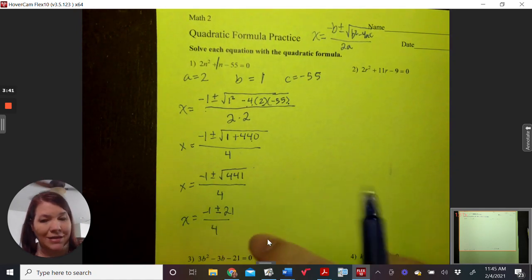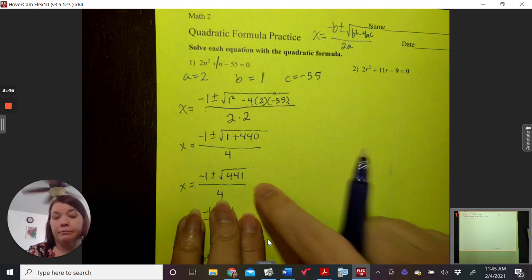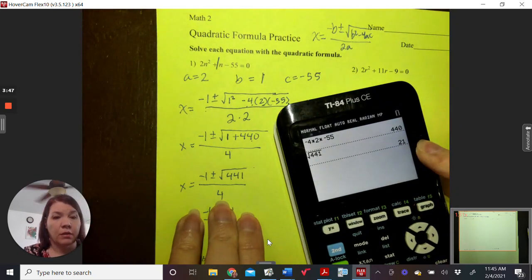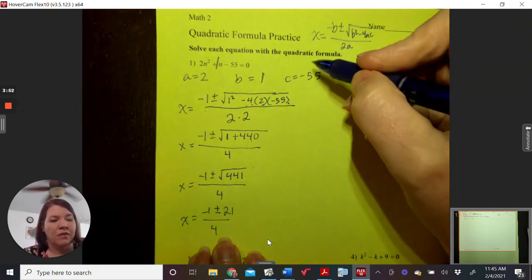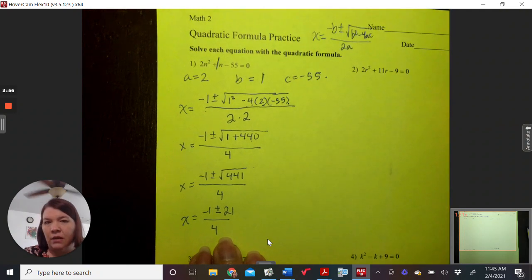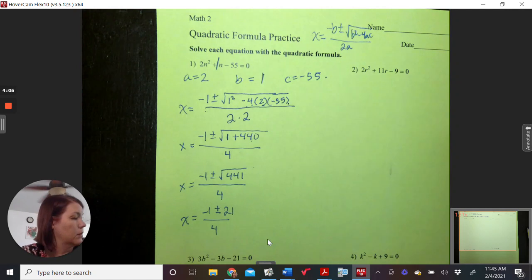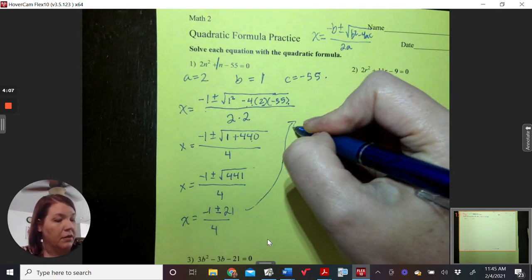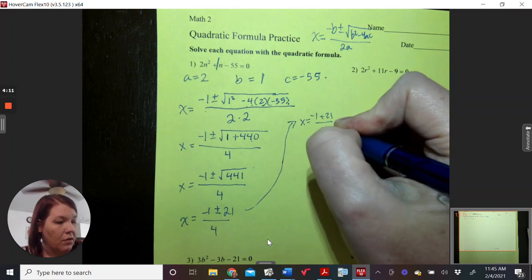Okay, so when this happens, I have more work to do. If this had been a decimal, I would have stopped. But since it's a nice whole number, I'm going to keep going, which means I could have factored this. But again, with a number like 55, I don't want to think of the numbers that multiply to make that. So I'm going to keep going here. I'm going to go ahead and rewrite this. We've got x equals negative 1 plus 21 over 4.